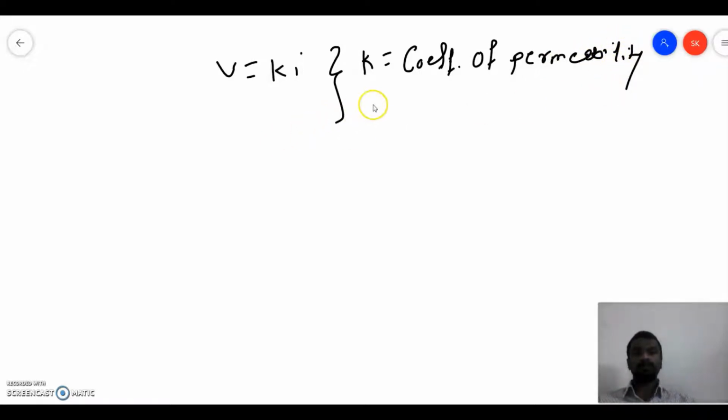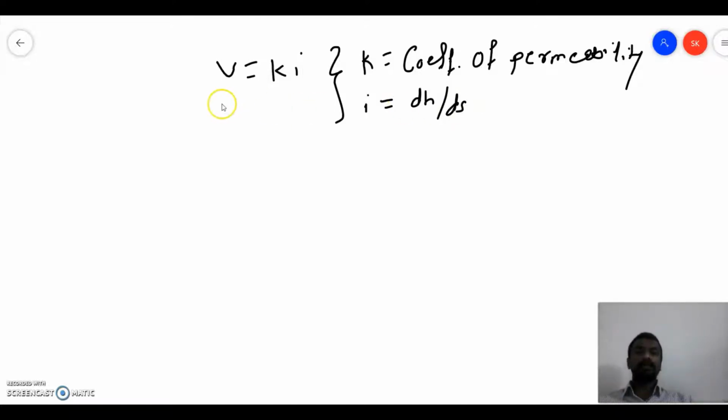In this case, I is nothing but dH by ds. So this dH by ds is the hydraulic head gradient. We can even write dH in a different way, that is H1 minus H2, the hydraulic head or piezometric head at two different points, divided by the distance between these 2 points.